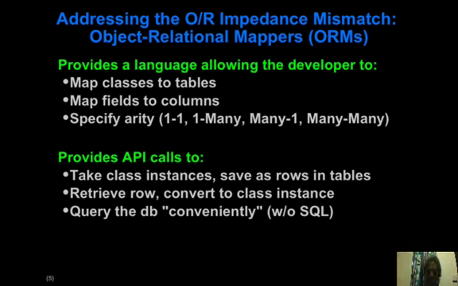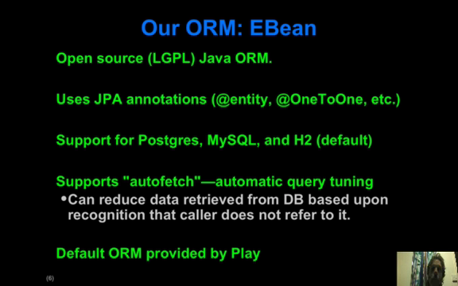So it's pretty nice. The one we're going to use in this class is called eBean. It's an open source Java-based object relational mapper. It uses JPA annotations such as @Entity, @OneToOne, etc., which is pretty much the standard that all the popular ORMs use.